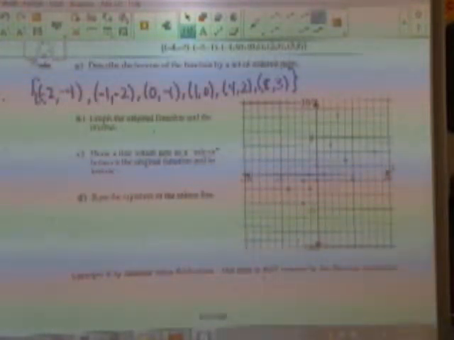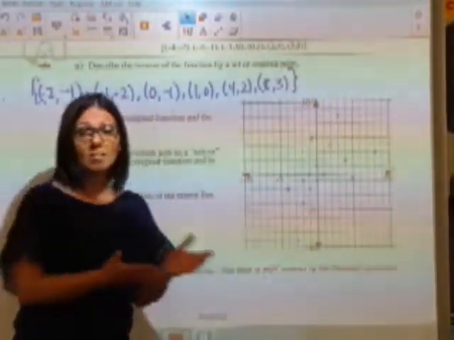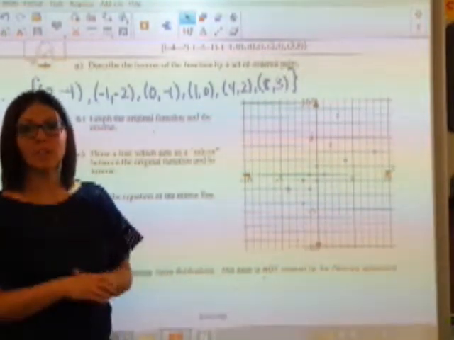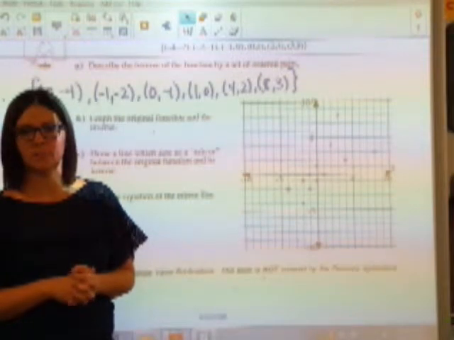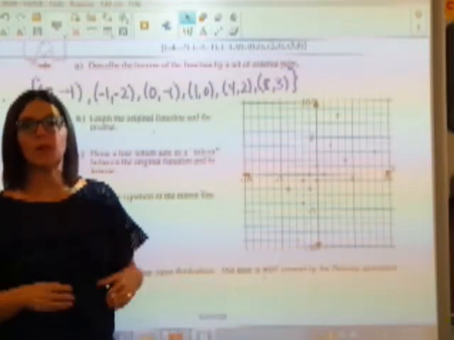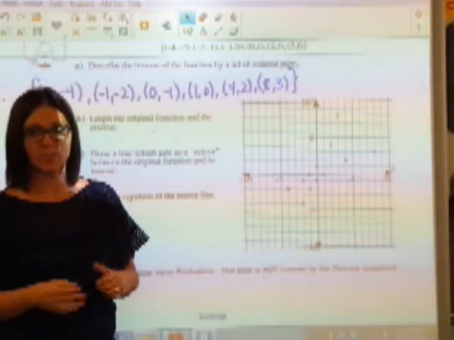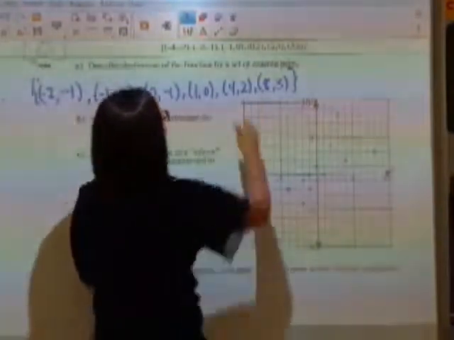Do you see any patterns? They're reflected. It looks like I could put a mirror, or I could put a line on the graph and reflect it over. Where would you put that line? What would be some of the points on that line? 0 and 0, 1 and 1, 2 and 2, 3 and 3.